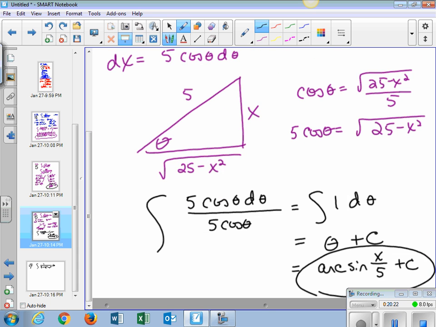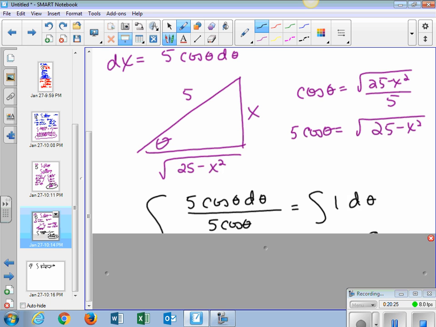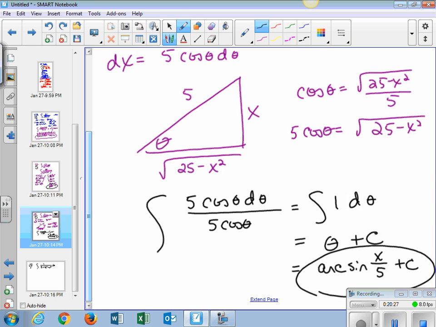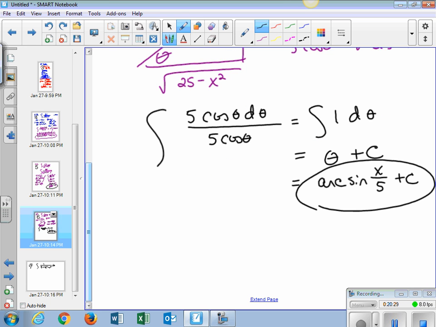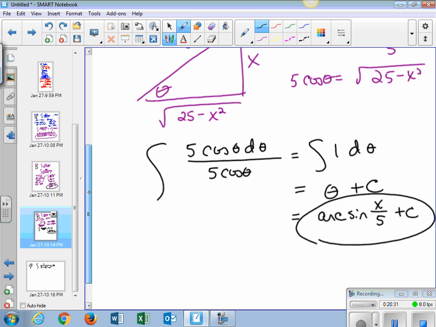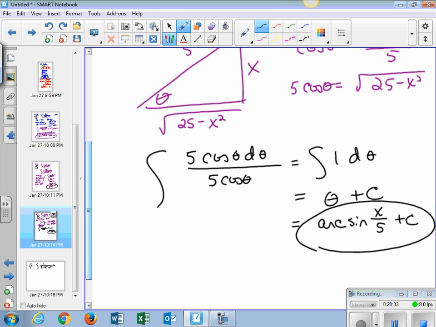So get rid of this. Substituting in to my original, my numerator was just 1 dx. So my dx was my 5 cosine theta d theta. My denominator is just my radical, so that's my 5 cosine theta. Well, if you notice, all I get is the integral of 1 d theta. Well, the integral of 1 is theta.